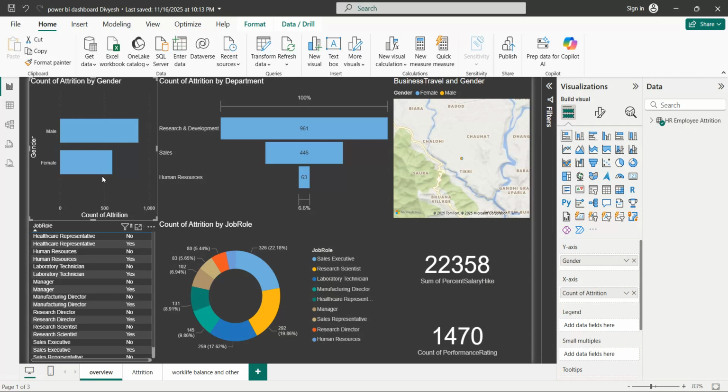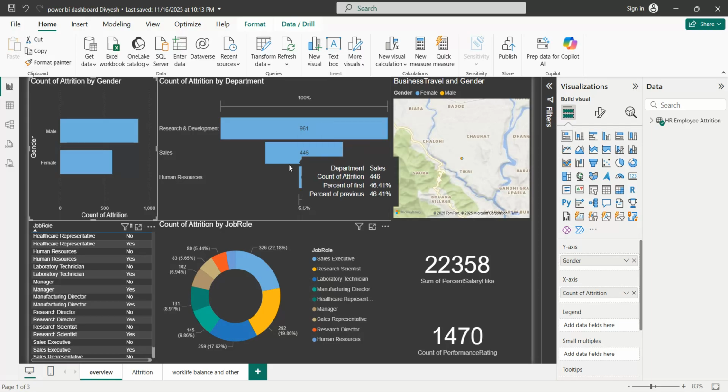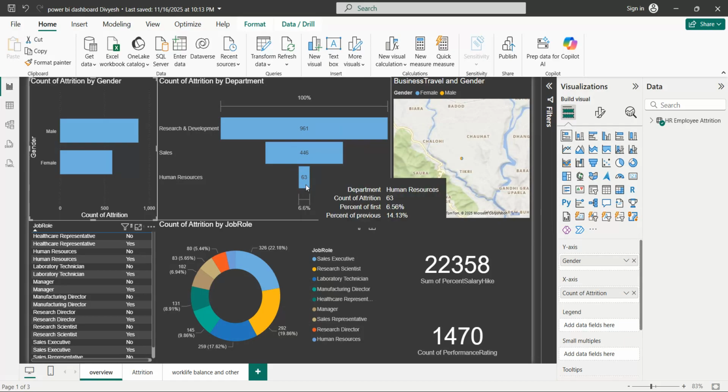Coming to the second, that is the count of attrition by department. Research and development has the highest attrition count of 961, and the second is sales, which is 446, followed by human resources, which has the lowest at 63 employees. R&D usually involves long working hours and high pressure, which explains the higher attrition. Sales roles are also stressful and target based, leading to frequent job changes. This can be one of the reasons.